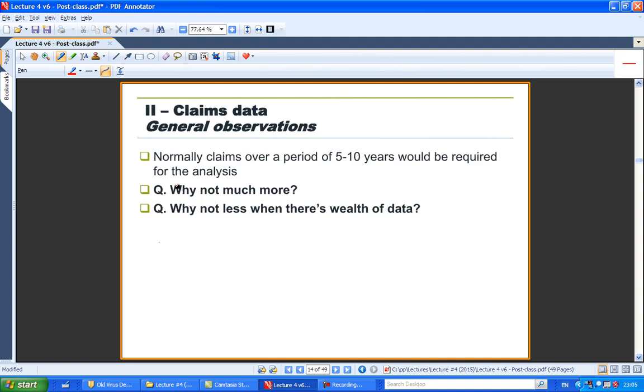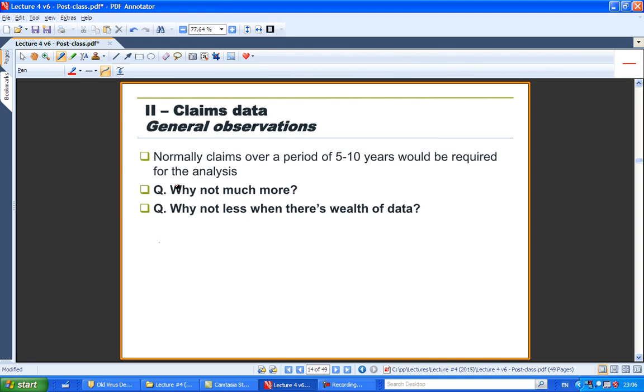And so you have claims data, and you will normally have claims data over a period of time. And this period, at least for commercial lines insurance and reinsurance, is about 5 to 10 to 15 years. There's no hard and fast rule on that, but that's something that is quite common.